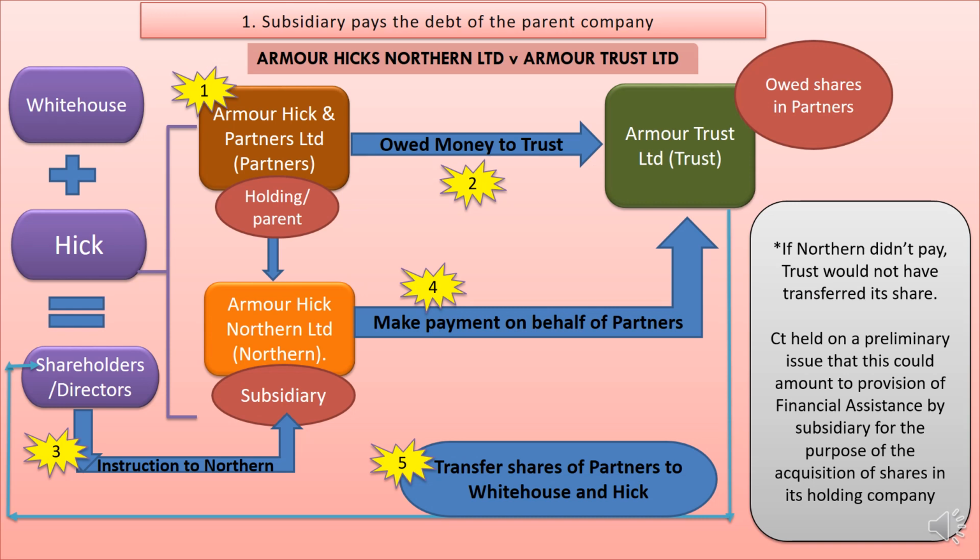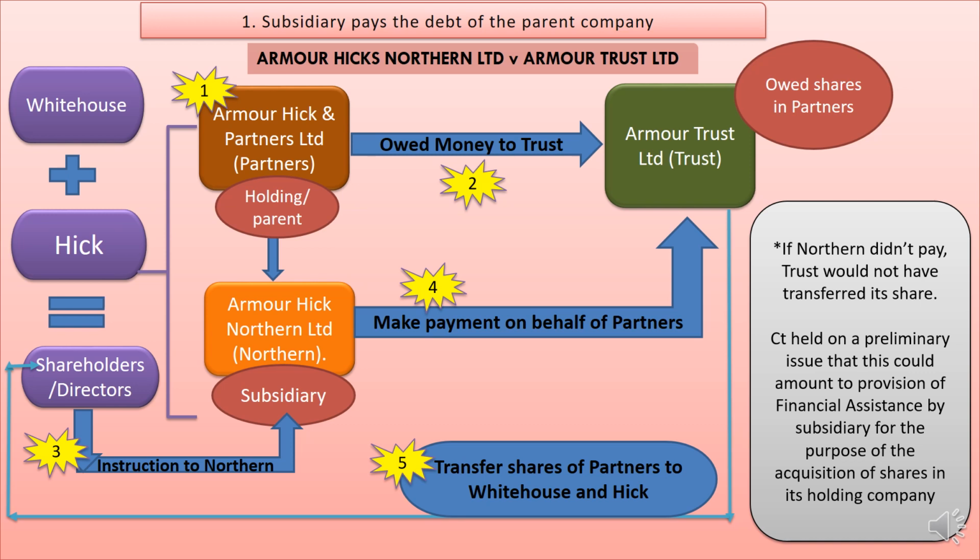Okay, now let us look at the first case, where the subsidiary pays the debts of the parent company, and this is considered as giving financial assistance. The case name is Armour Hicks Northern Limited and Armour Trust Limited. Armour Hicks and Partners Limited, which is called Partners, is the holding company of Armour Hicks Northern Limited. So now we call it Northern. So Partners is the holding of Northern. Northern is the subsidiary of Partners.